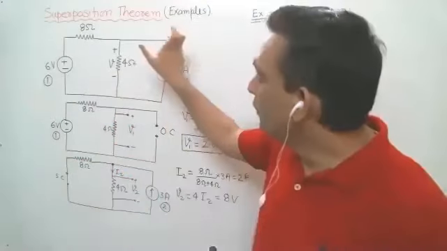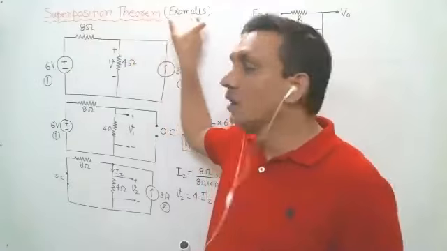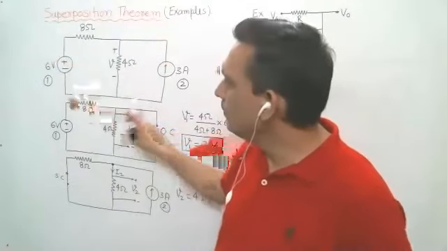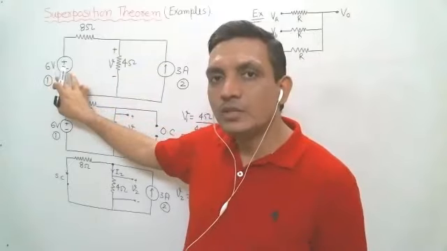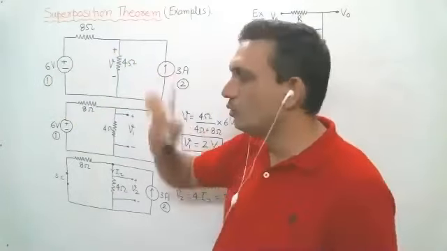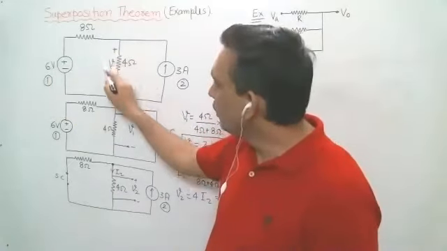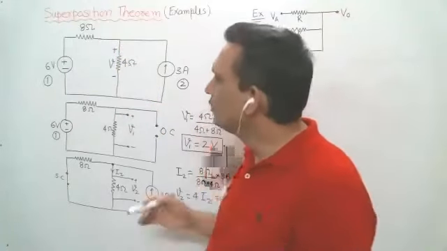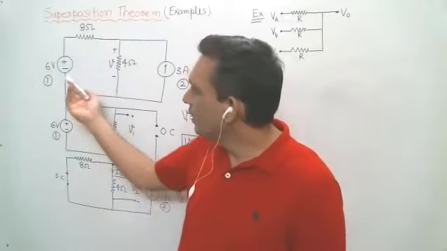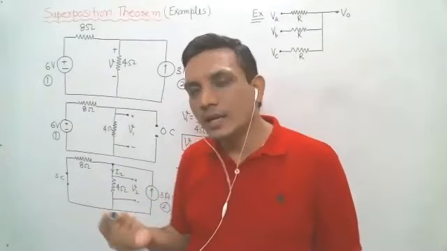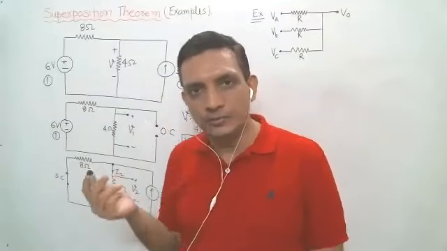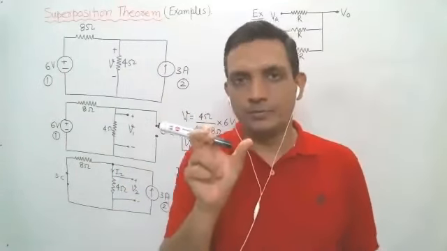So we were discussing examples on superposition theorem. I have given you this problem in which you have one voltage source and one current source. Now you have to find what will be the voltage drop across the 4 ohm resistance. You know that in superposition, you have to find the voltage or current due to a single source with the other sources turned off.